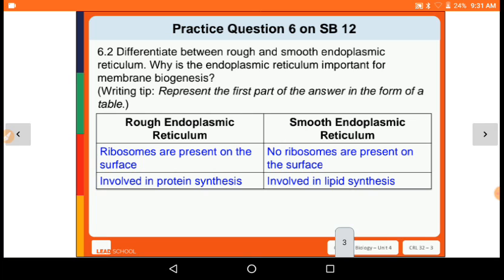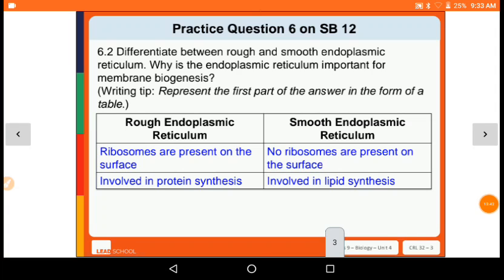Second question: differentiate between the rough and smooth endoplasmic reticulum. Why is the endoplasmic reticulum an important membrane for biogenesis? Okay, in rough endoplasmic reticulum, ribosomes are present, and in smooth, no ribosomes are present on the surface. And protein synthesis is done by rough endoplasmic reticulum, and lipid synthesis is done by smooth endoplasmic reticulum.